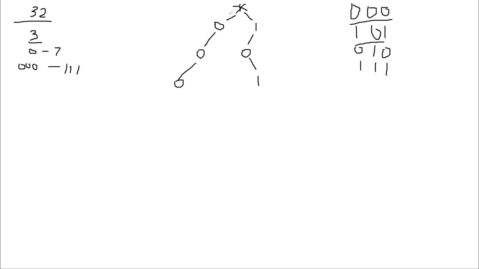Then we have 0, 1, 0. I already have 0 at the root's left, so I just need to put 1 here, and then a 0 here. Then we have 1, 1, 1. I'll put 1 here and 1 here. The height of this tree will always be the number of bits in my system. In this case it will be 3, because my data type is 3 bits. When we go to integer, the height would become 32.